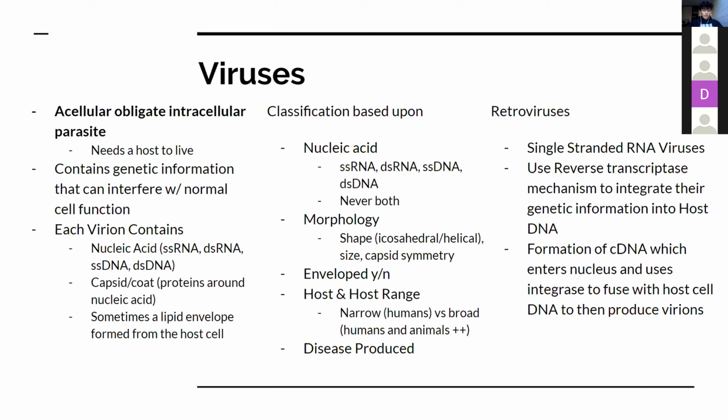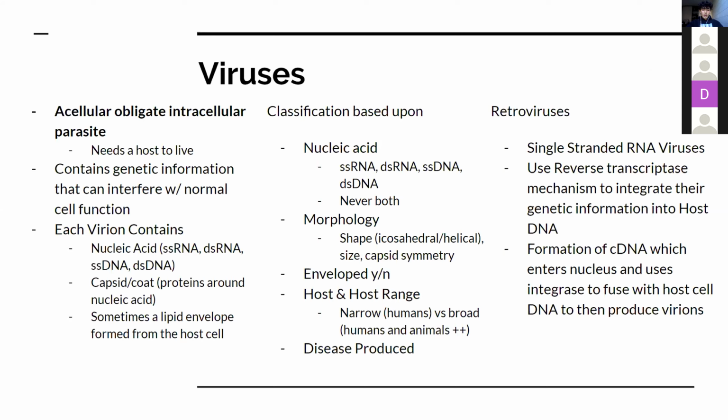So it generally contains genetic information that can interfere with normal cell function, and each virion, which is a virus particle, contains a nucleic acid, a capsid, and sometimes a lipid envelope, which is formed from the host cell. That's, for example, in HIV after it infects a T cell. Then the classification is generally based on nucleic acid, and each virus usually has one of them, either single-stranded RNA or and so on.